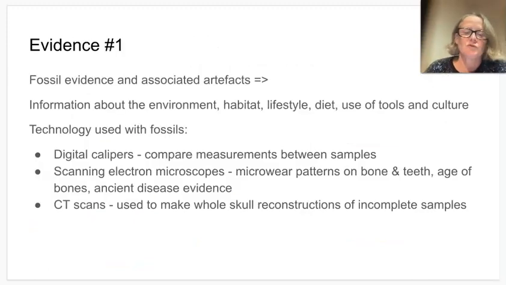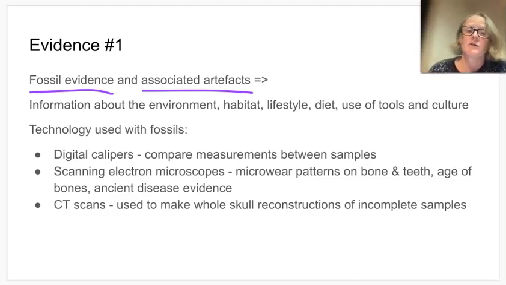So when we're making models, we have to obviously use evidence to help inform how we're going to put the models together. The first major piece of evidence that scientists use is fossil evidence. And it's not just the fossils, it's the soil around the fossils, the rocks around the fossils, and any other artifacts, like maybe burial or examples of culture in terms of like beads or artifacts in a grave. Have they been buried in any particular way?